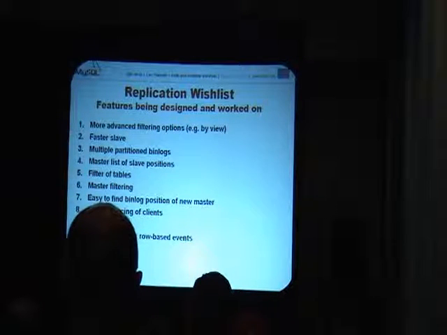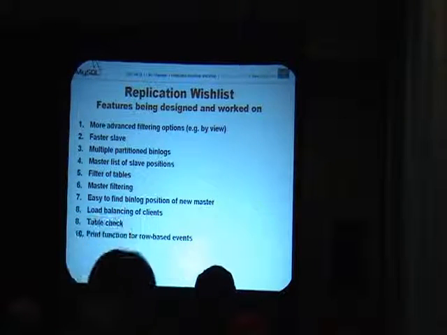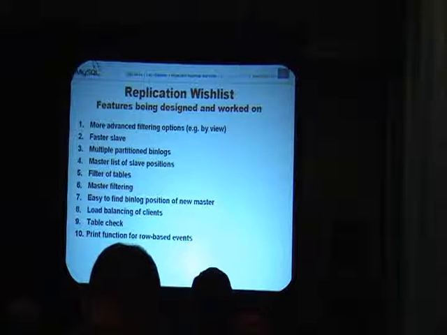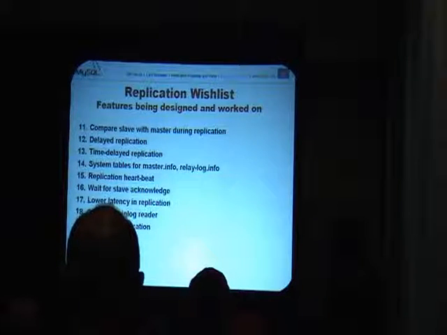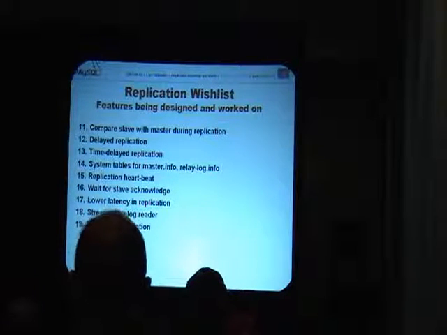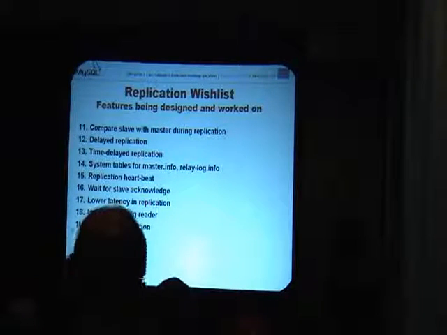Table checks: the replication takes care of doing a checksum on the table on the master and the slave, and you compare it on the new replication. And a print function for row-based events, which is not really printing the SQL statement, but printing the data of the row-based event. Compare slave with master during replication. It's a repetition of this thing, that you have checksums which are comparing the information.